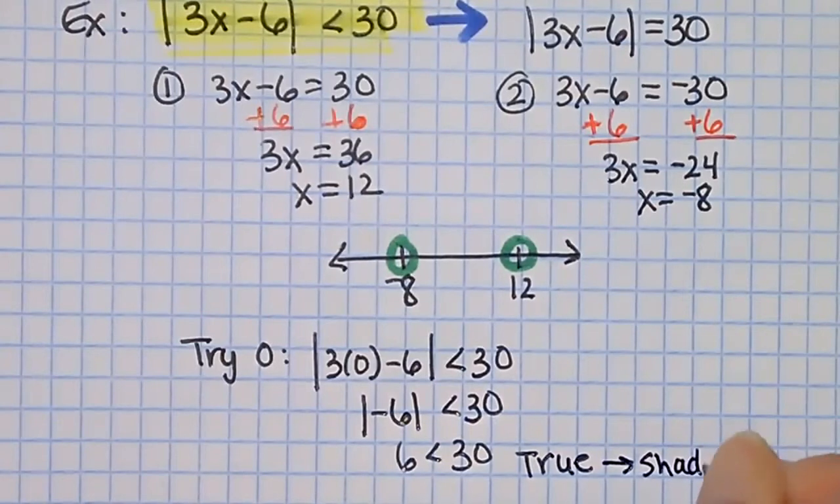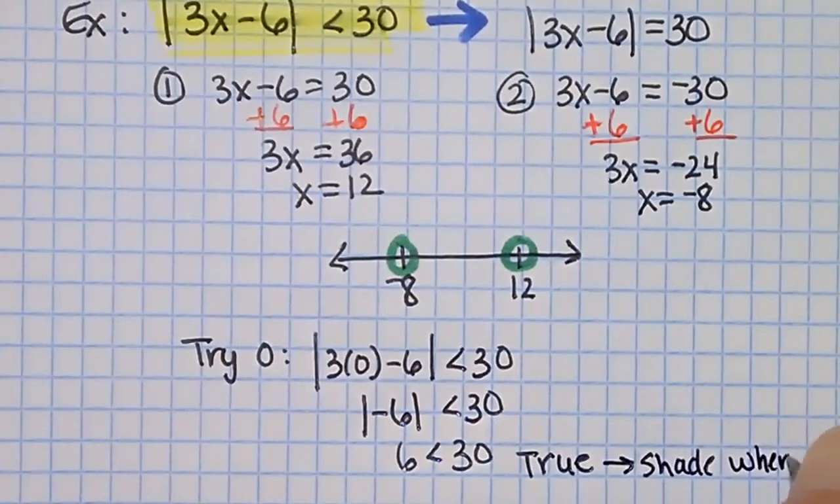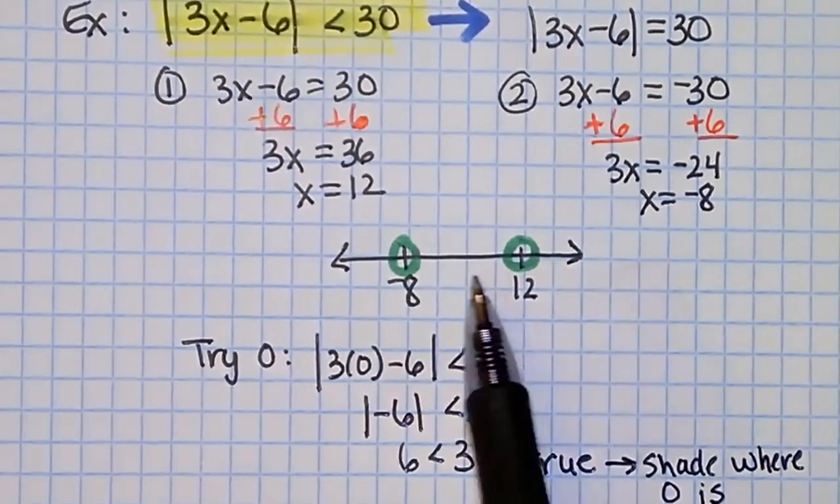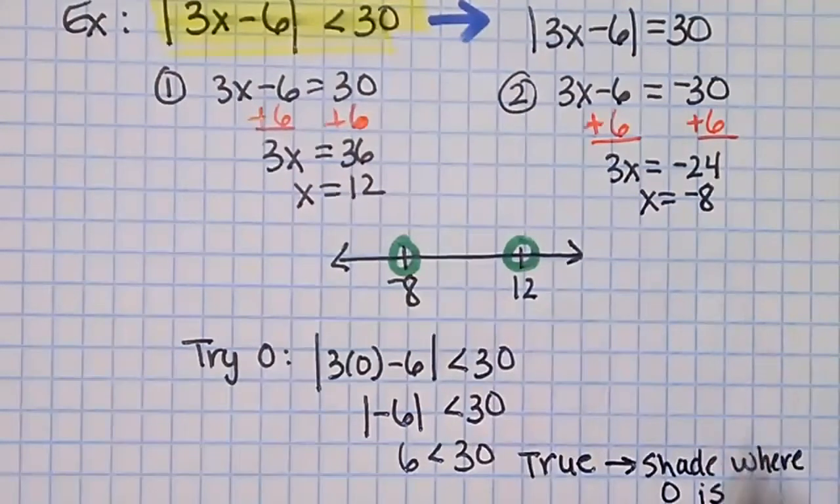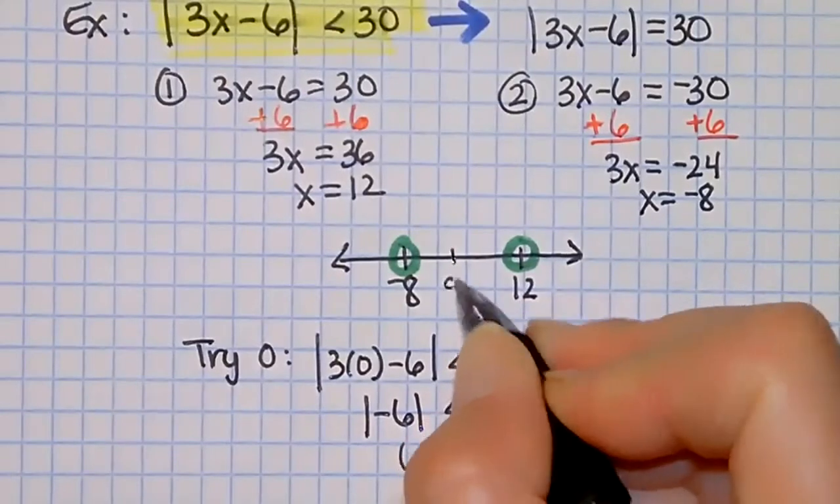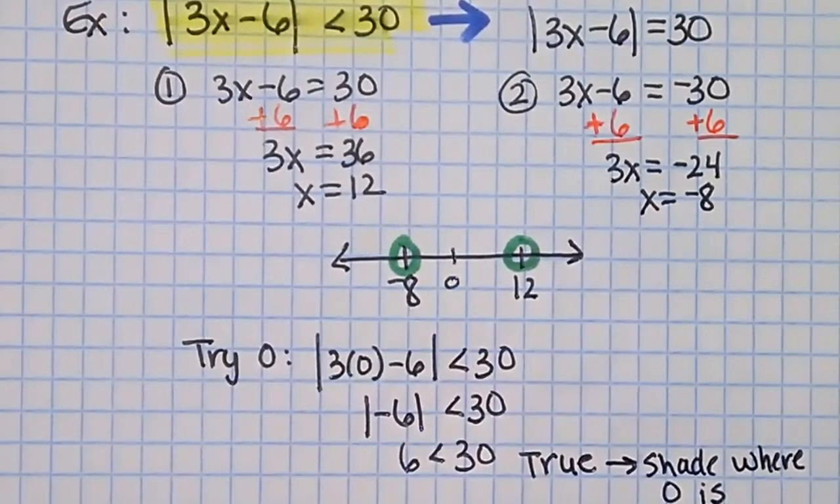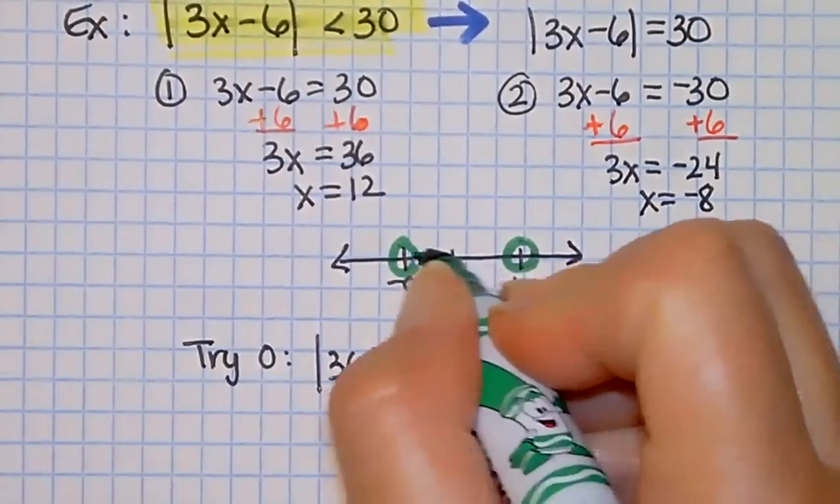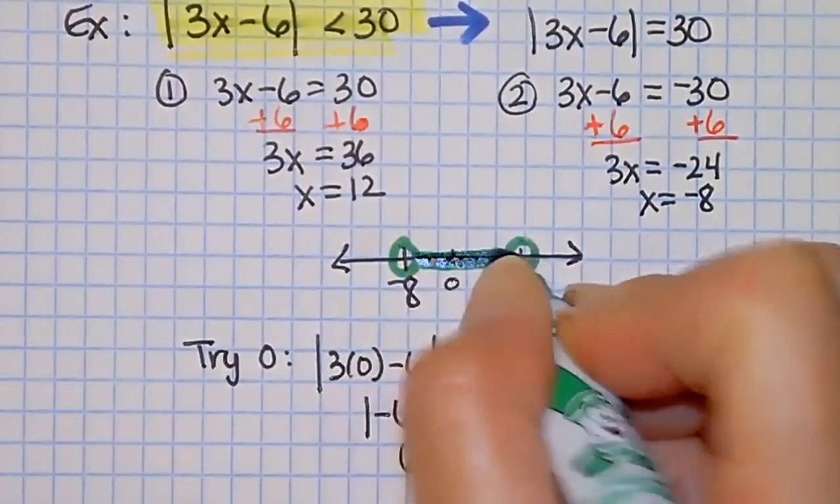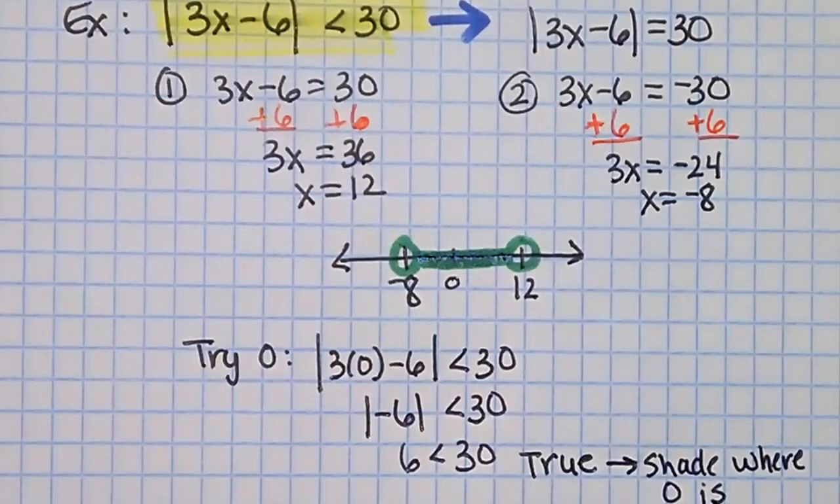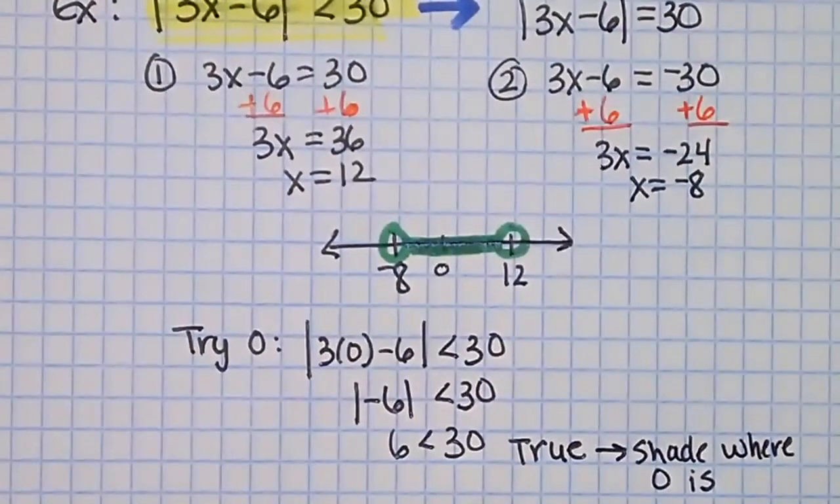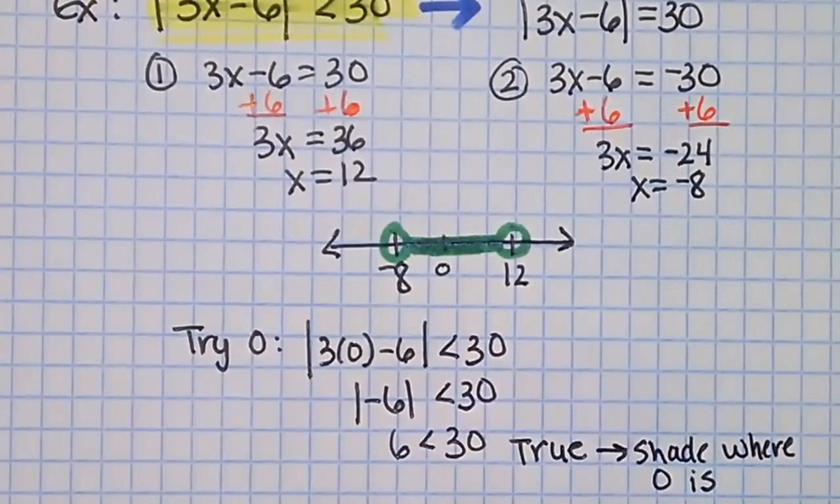Shade where 0 is. And that's in between these two numbers, okay? So again, my 0 would be somewhere in between these two numbers. It's in between negative 8 and 12. It made it true, and I always shade where it's true. So that's going to be my graph, okay? Now I also need to give an inequality.